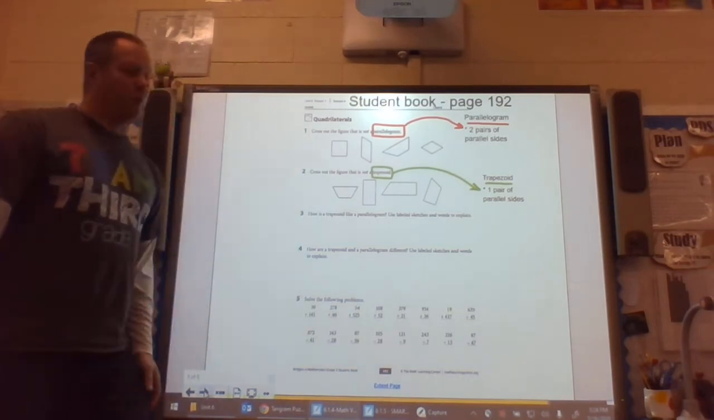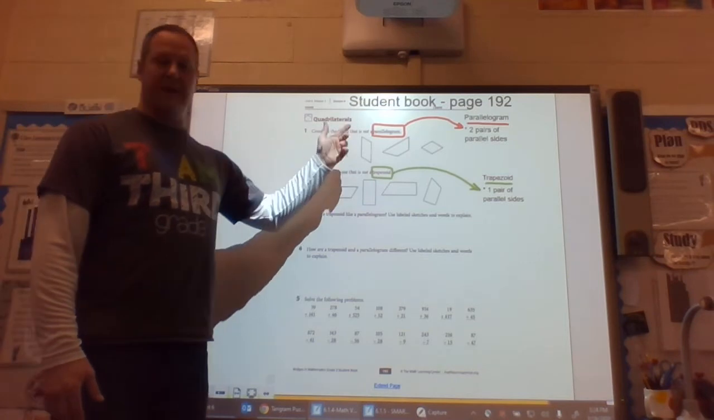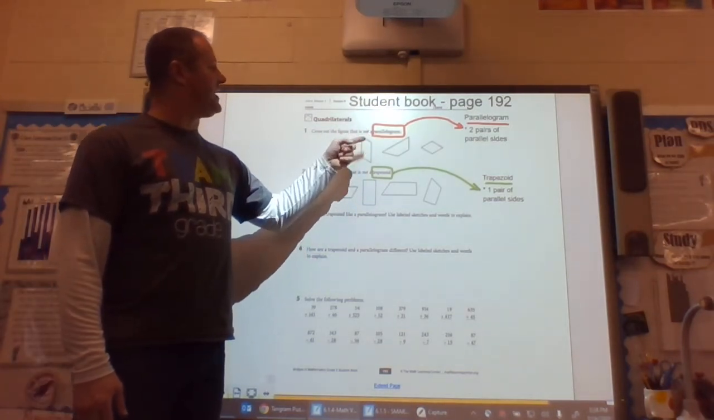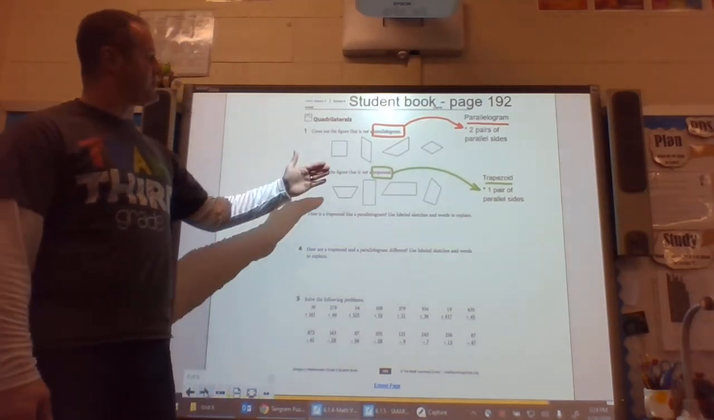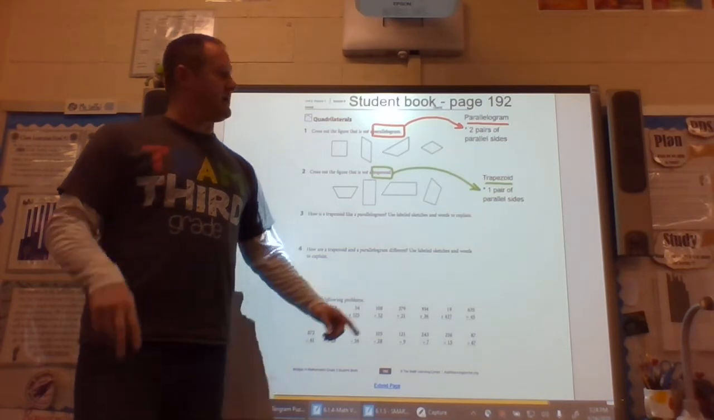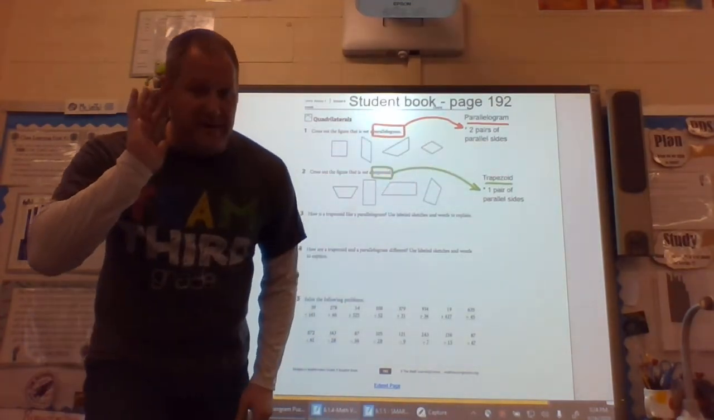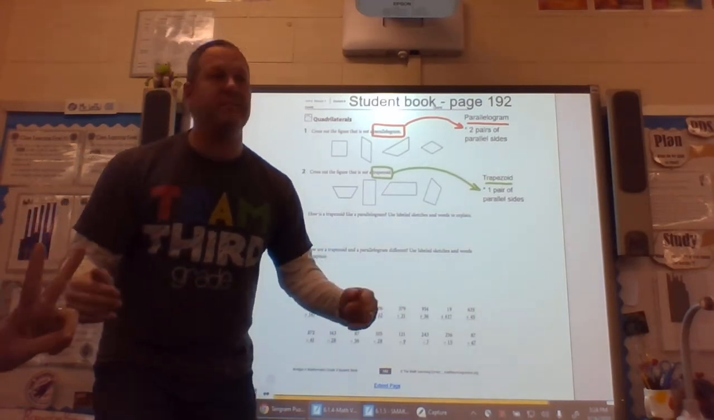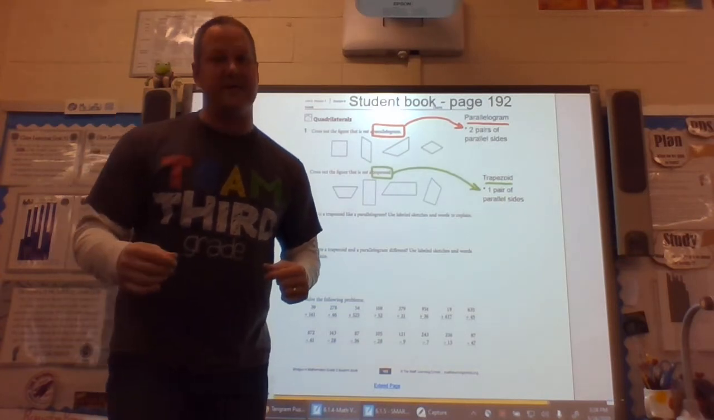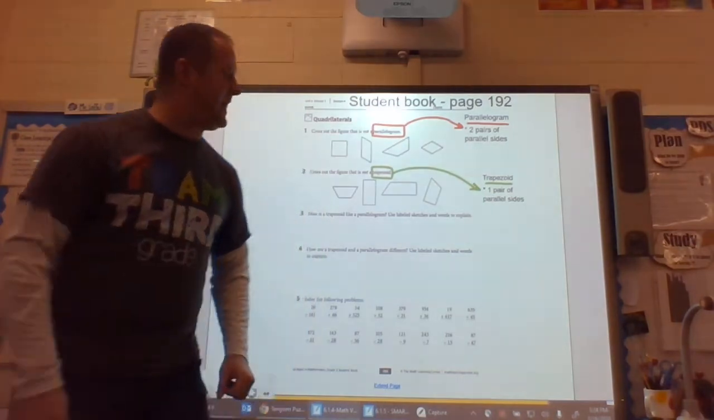All right, so on page 192, what you have to do is look at number 1 and number 2. It asks you to cross out the figure that is not a parallelogram, but also cross out the figure that is not a trapezoid. So you need to remember 2 things. That a parallelogram has 2 pairs of parallel sides. How many pairs of parallel sides? 2 pairs, Mr. Leffel. And a trapezoid has 1 pair of parallel sides. 1. Did you see that? Holy cow, only 1. So that's the main difference.